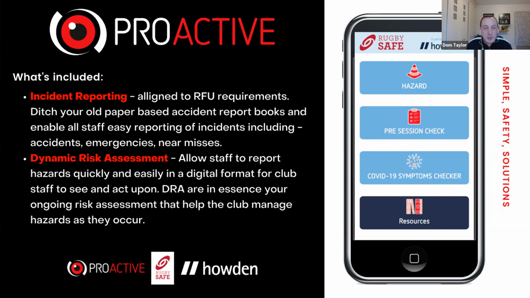The dynamic risk assessment, that's a bit of a hot topic at the moment. This is really your ongoing risk assessment. Many of you will realise that risk assessments are often written once a year. They're then put away and not looked at very frequently throughout the year. The dynamic risk assessment on Proactive allows coaches to basically spot those hazards around the club as they happen and to report them easily to club staff. So where we saw earlier about people waiting till the next committee meeting or reporting them to the club officer, this allows your staff to report in really quickly and easily using the Proactive system.